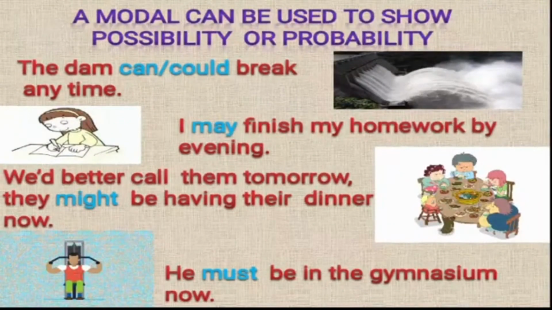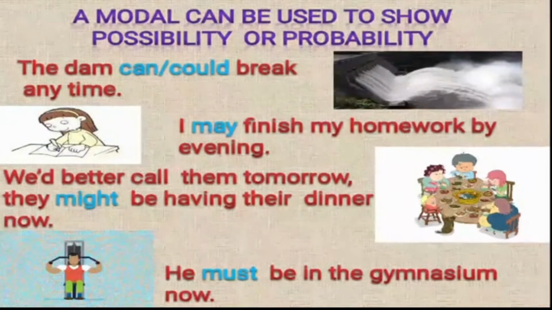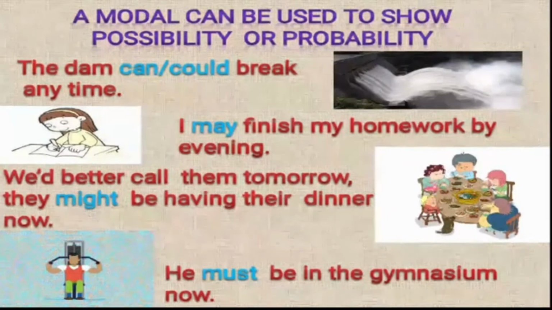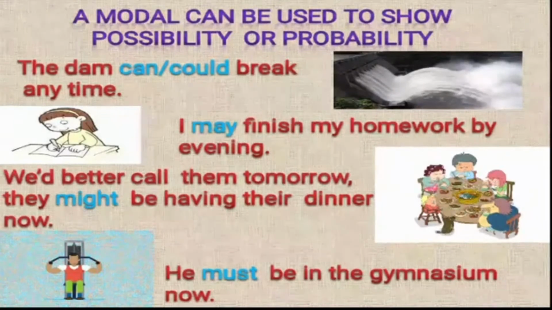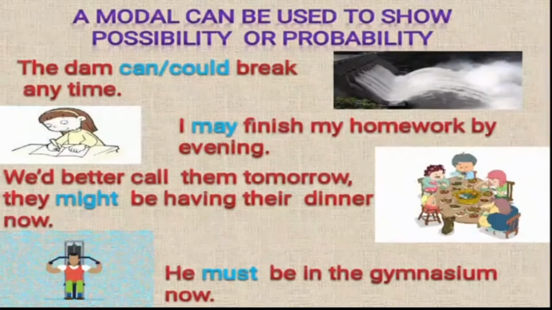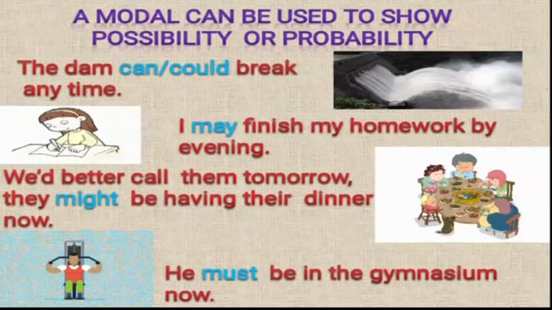Now, the next one. A modal can be used to show possibility or probability. So we also use modals to show the possibility of an action or probability of an action. Okay, so the dam can or could break any time. So this shows the future possibility or probability. I may finish my homework by evening. We had better call them tomorrow. They might be having their dinner now. He must be in the gymnasium now.